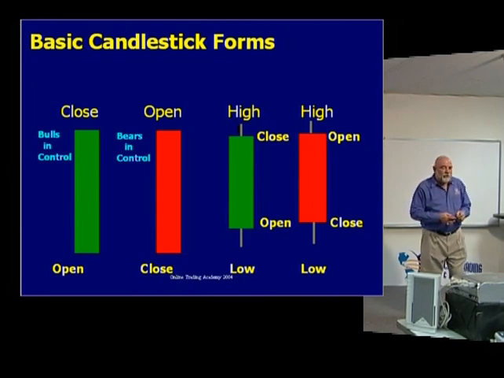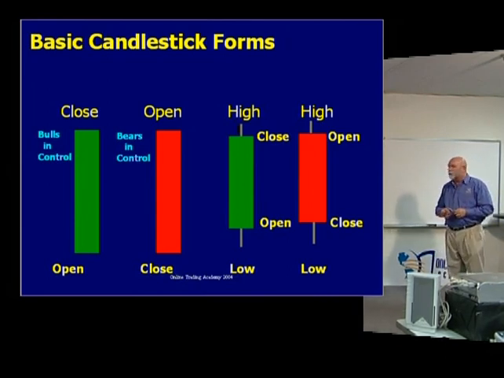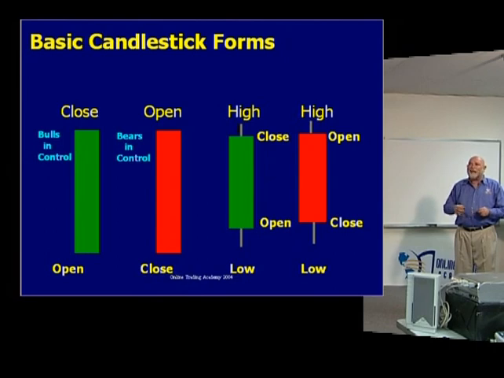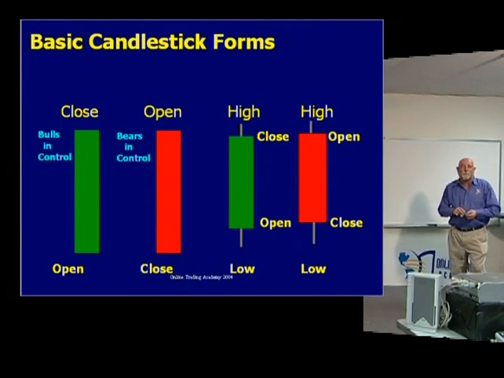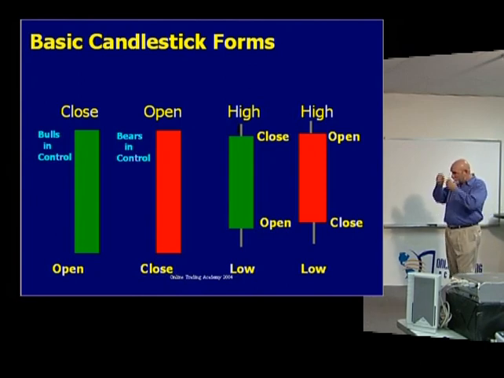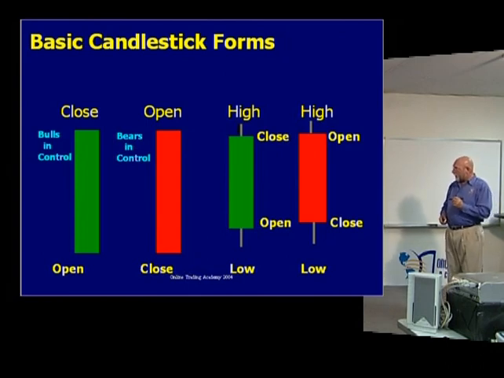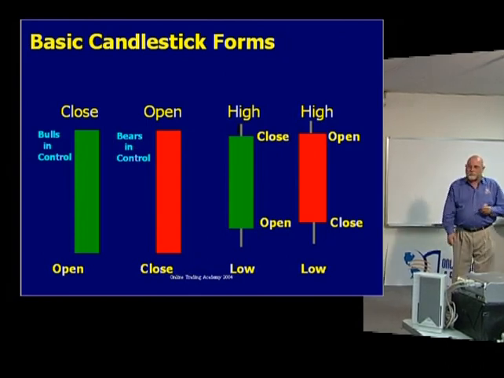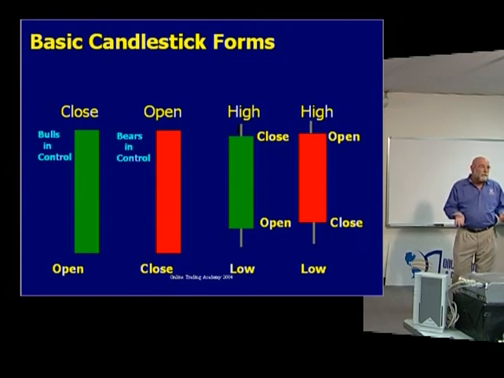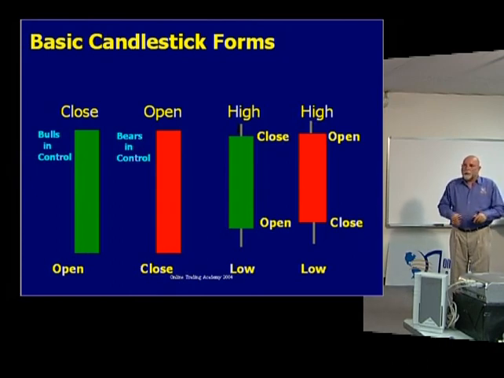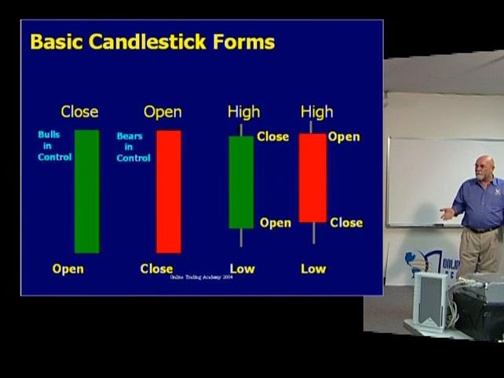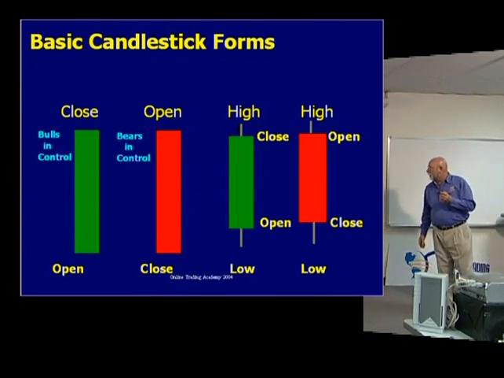In his days, he created the real bodies, which are the colored boxes up here, as clear and shaded. We now know them as green and red, respectively. The green ones, the real body, shows that the open is at the bottom and the close is at the top. It opened low and closed high. How do I know? It's green. But if you look at a newspaper or in a magazine, it's going to be white or clear, a white on white background. And this means that the bulls are in control.